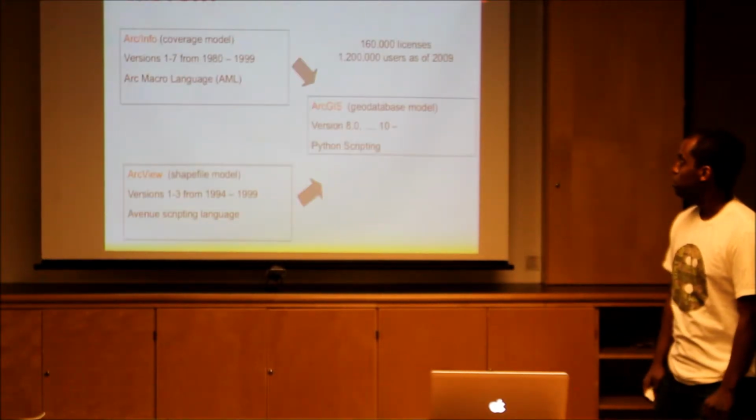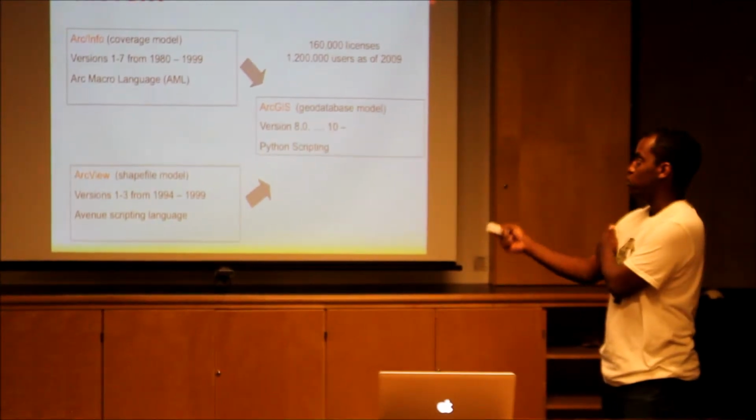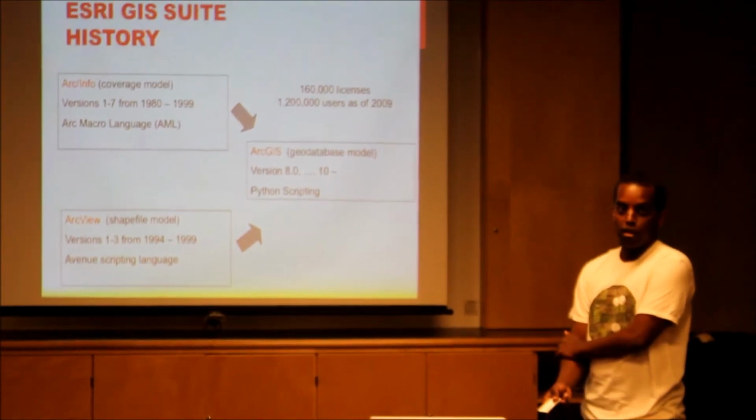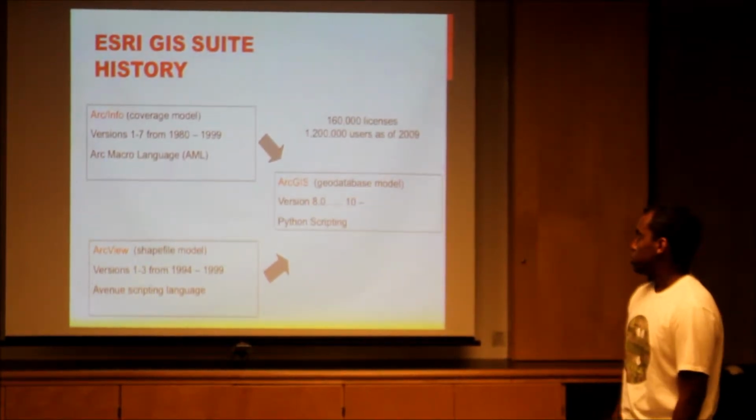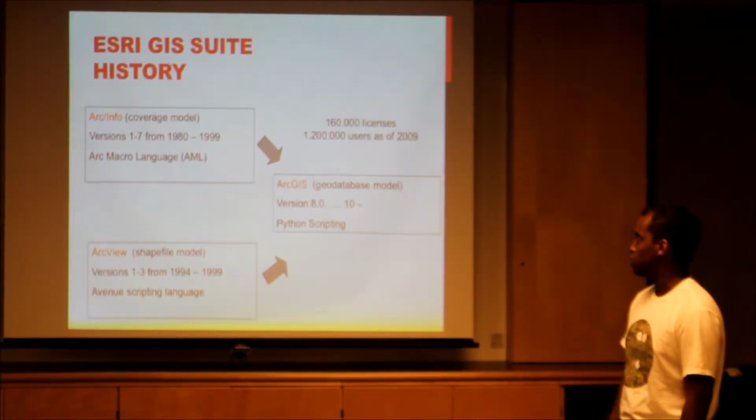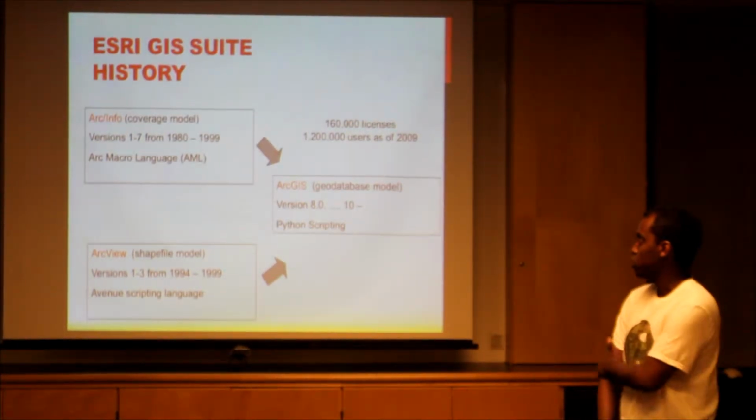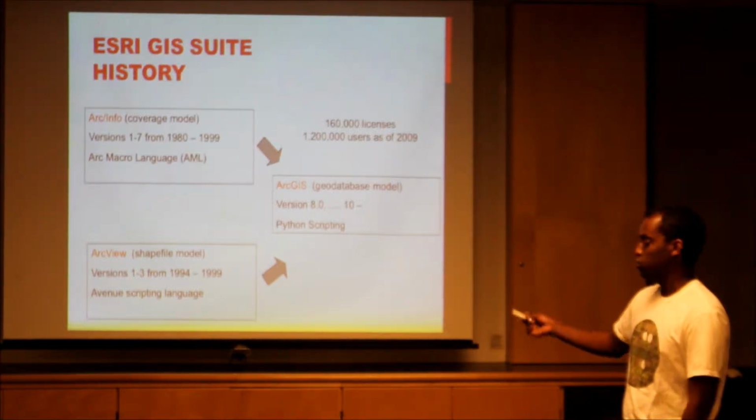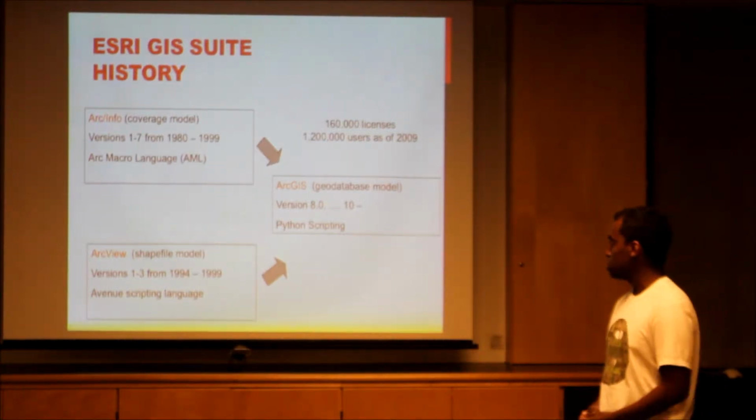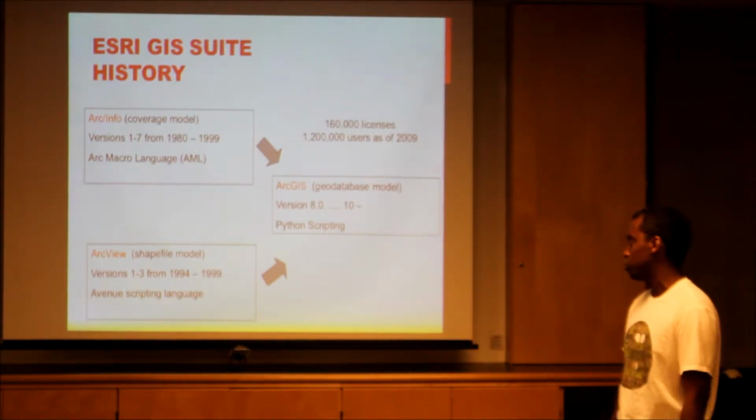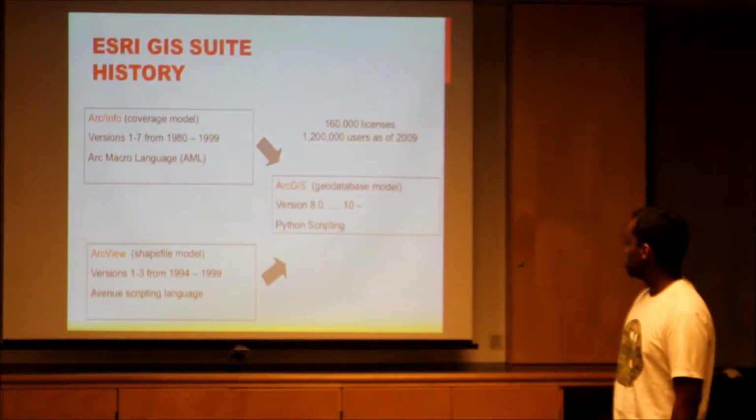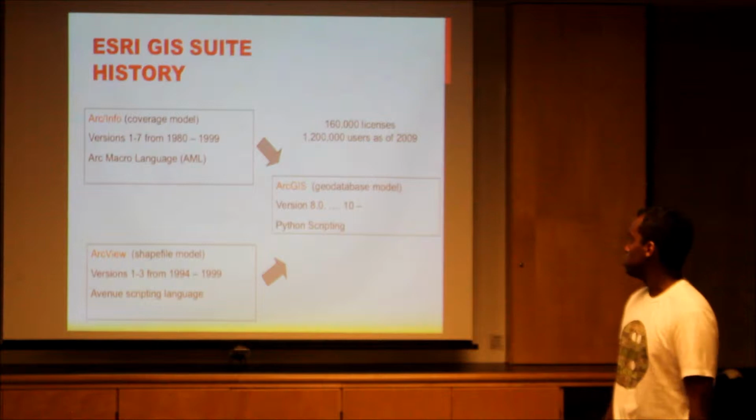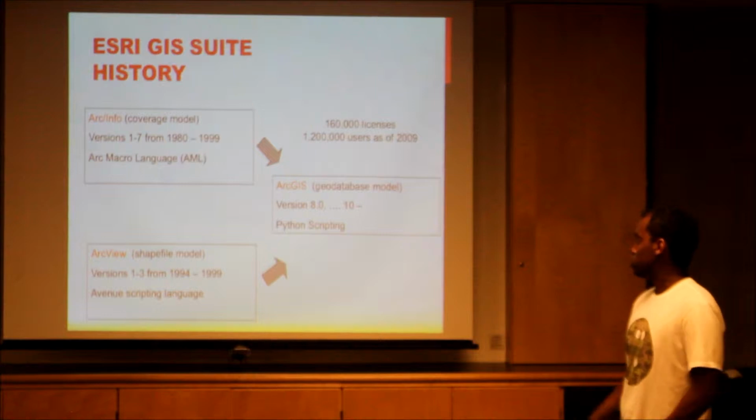So a bit of history. Initially it started with ARC/INFO, which was basically a command line thing, really awesome, with no GUI until about 1998 or so. Versions 1 to 7, from 1980 to 1999, introduced a custom language called Arc Macro Language. On the flip side, they also had ArcView, which is more of a GUI implementation, versions 1 to 3, from 1994 to 1999, and it had its own scripting language. Eventually, around 2001, it merged into ArcGIS, which started with version 8. The latest one is version 10, and this one uses Python scripting.